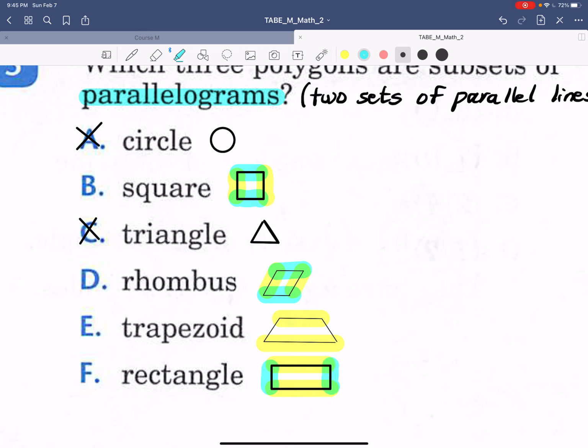So for it to be a parallelogram, it has to have 2 sets. So the trapezoid is out. I would go with B, D, and F. B, D, and F.